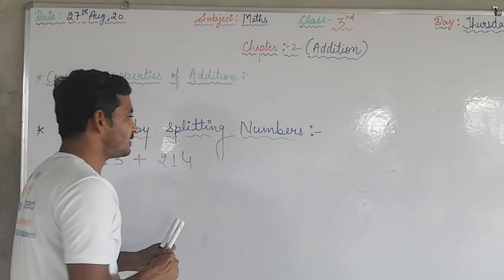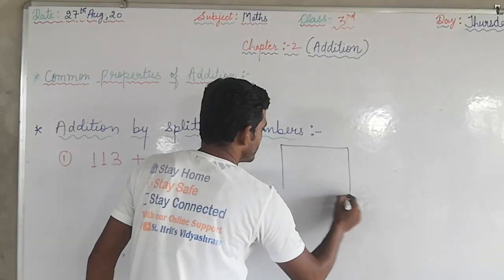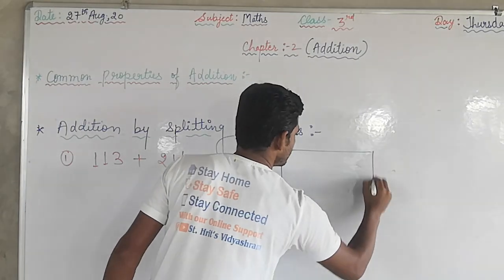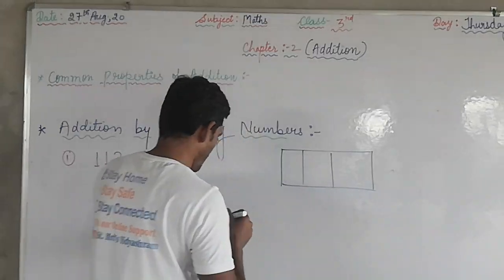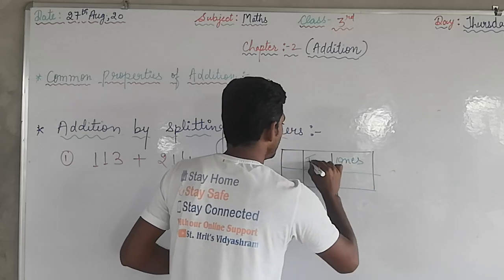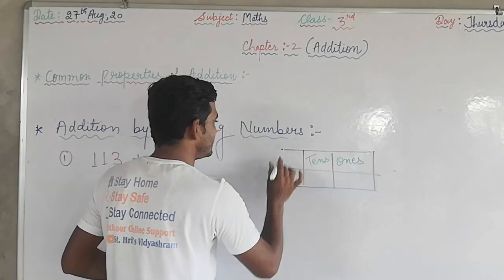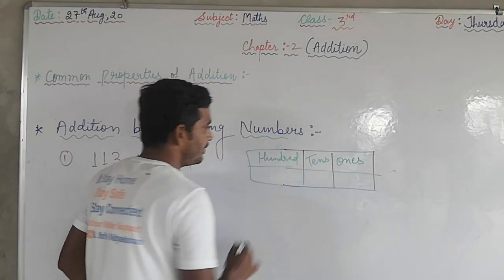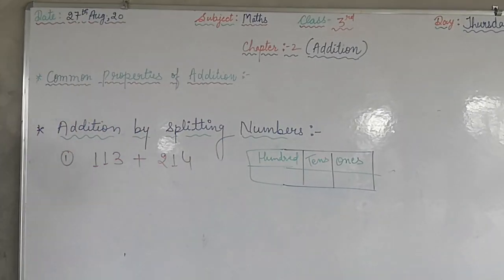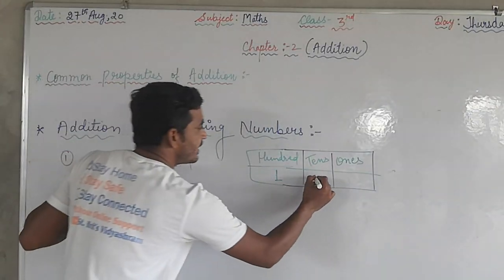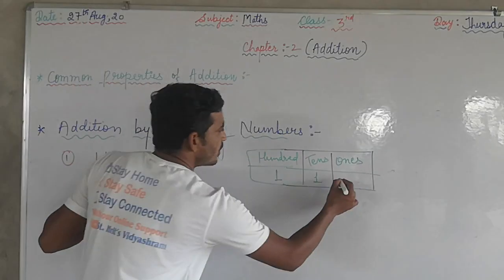So how do we add? First of all you have to expand the number like this, according to their positions. Ones place, tens place, and which place is this? Hundreds place. Okay, 1 is on hundreds place. Now 1 is on tens place. This 3 is on ones place.